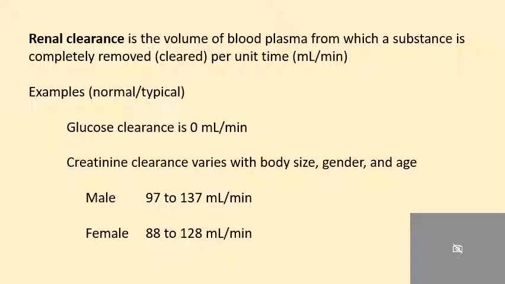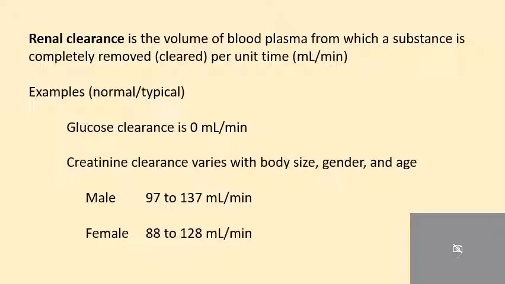Compare that to creatinine. Creatinine is a waste product. It comes from skeletal muscle cells. It has no known value in the body. We need to get rid of it. Creatinine is filtered. It's part of filtrate. Creatinine is not reabsorbed. And creatinine can be secreted. And so the creatinine clearance rate is between, for a male, 97 to 137 milliliters per minute. We see the different values there for female.